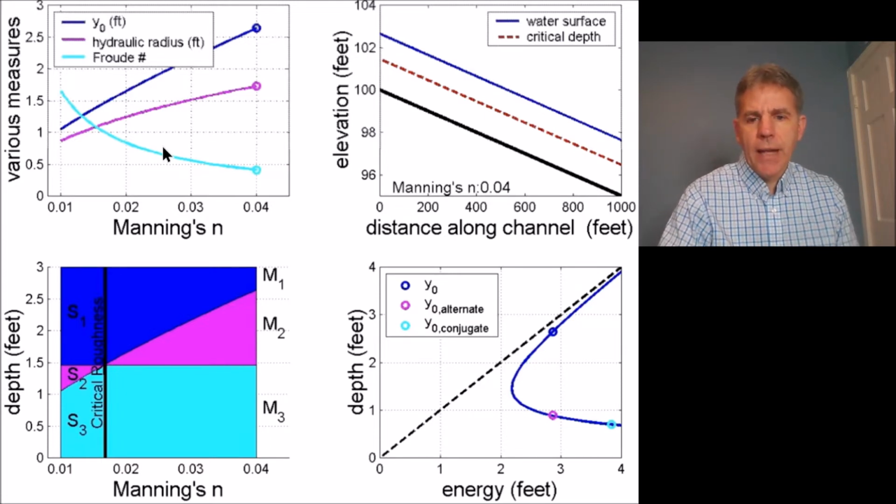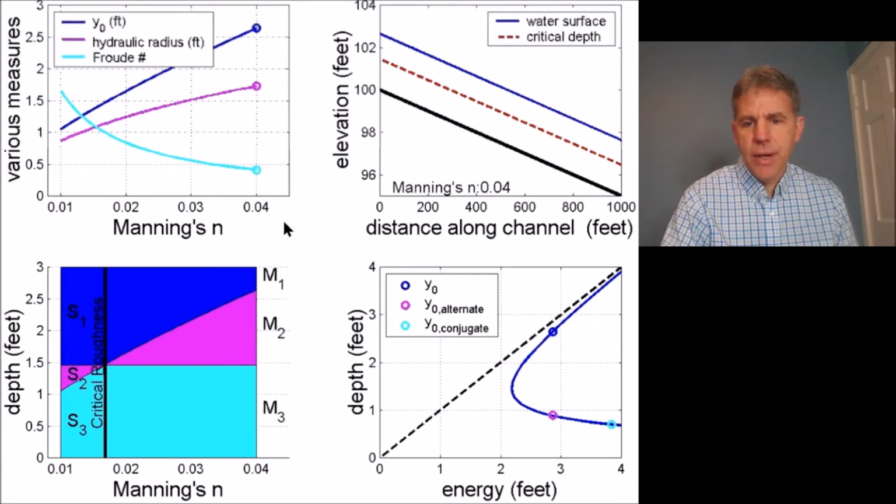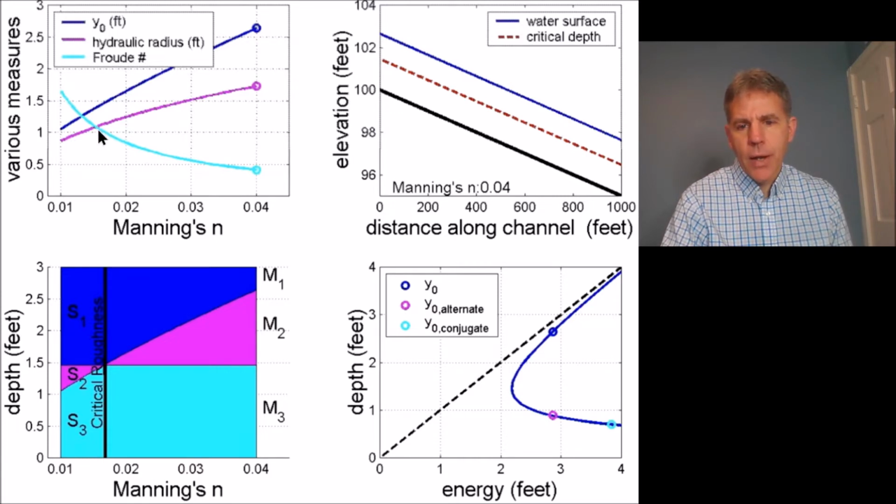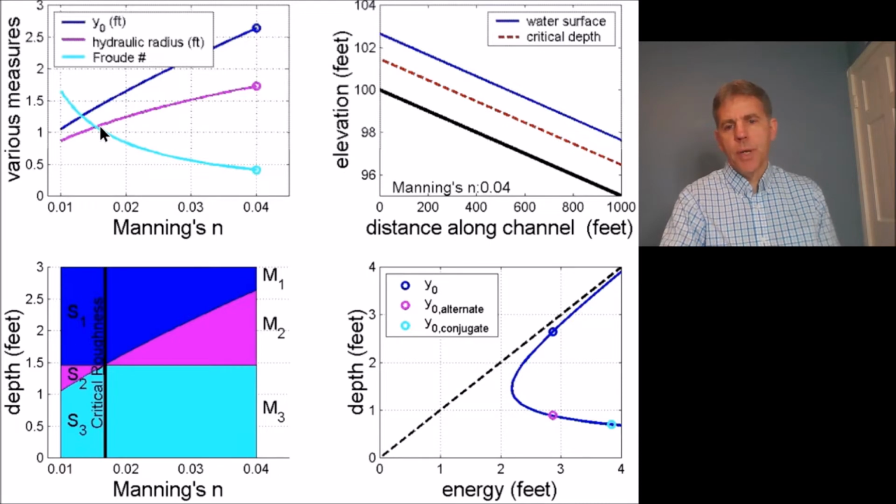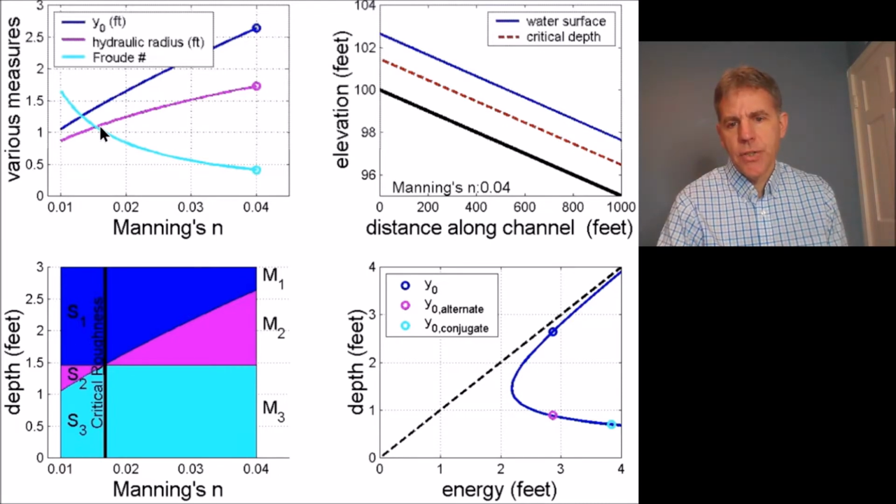figure, we're looking at various measures as they vary with increasing roughness. The channel depth is in blue, the hydraulic radius is in magenta, and the Froude number, which you can see passes through 1 around here, is shown in cyan. Obviously, where it crosses 1, that's where we cross from supercritical initially to subcritical flow, and that's why this black horizontal bar appears here. Again, we're plotting versus Manning's n.